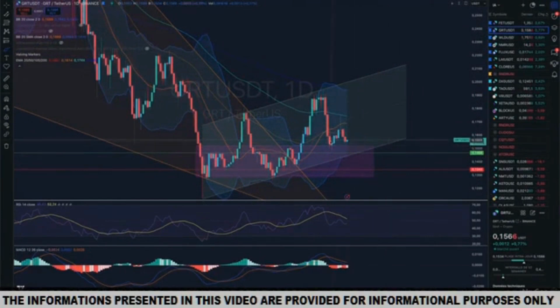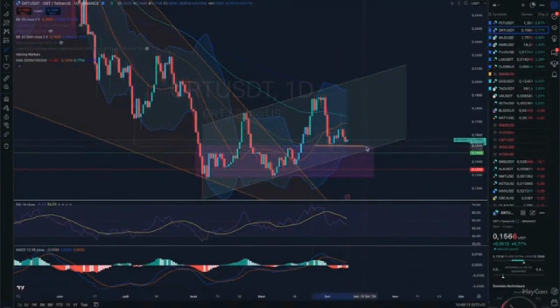If we break this support, you understand, it will be a re-entry into the range from the top. We could reach the bottom of the ascending channel, so the bottom of the channel is at 0.14406. And if we break this lower part of the ascending channel, we will head towards the bottom of the range, which will be the next support at 0.1242014. So for now, the setup is looking pretty good.